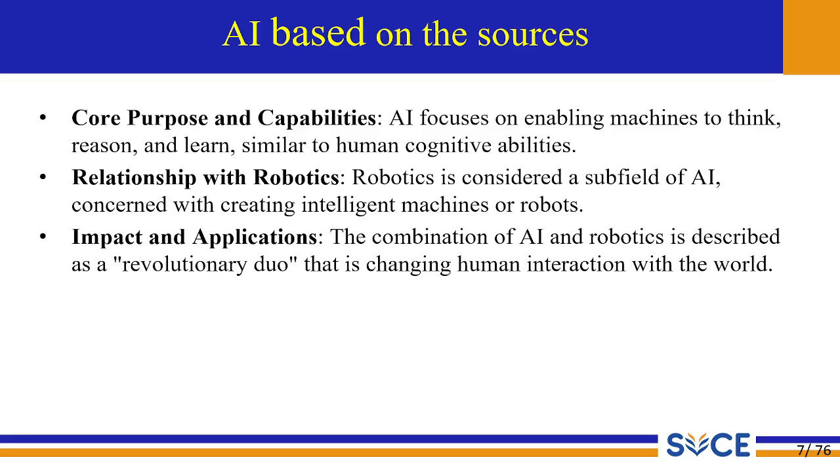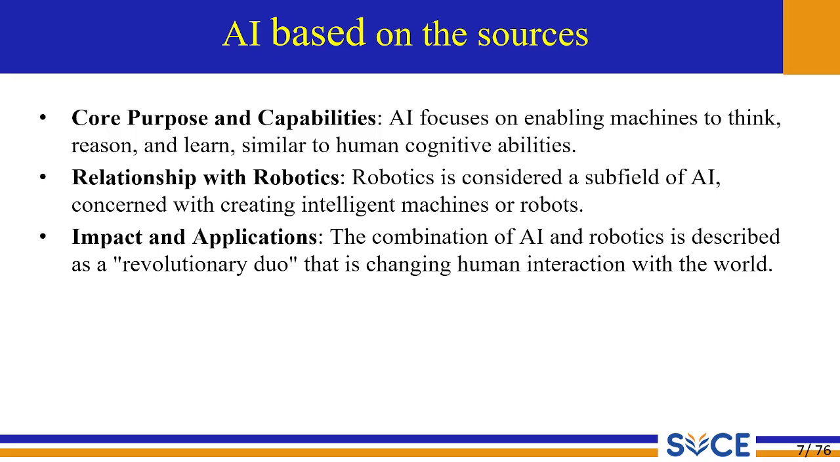Here's the first step: core purpose and capabilities. Think of AI as giving a brain to a machine. The goal is to help machines think, reason, and even learn, just like we do. I already mentioned your phone predicting your next word or Netflix suggesting the perfect series. That's AI showing off its human-like cognitive skills.